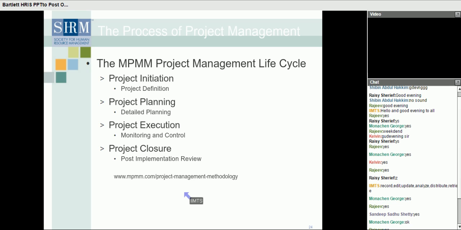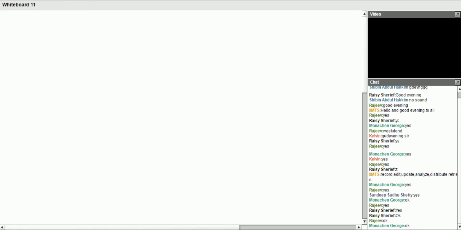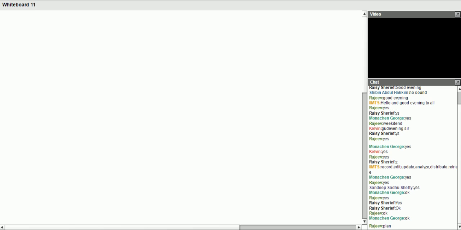So how do you start on a project? What steps do you follow when starting a project? You get business requirement for implementation.